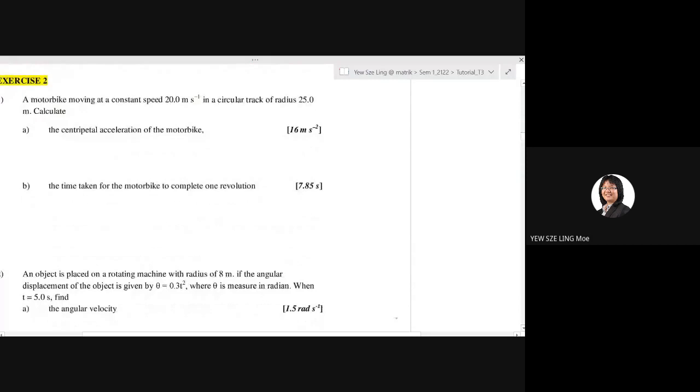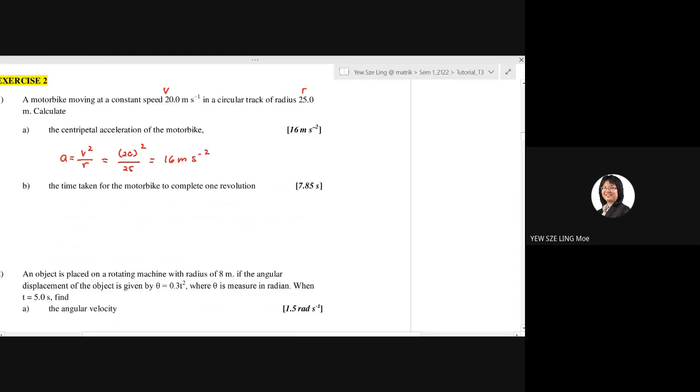Okay, so now this one involves applications already. A motorbike moving at a constant speed, so again, this is our v, in a circular track of radius 25 meters. So we have r. Calculate the centripetal acceleration of the motorbike. Question one is very simple. You just apply the definition where a equals v squared over r, which equals 20 squared over 25, which equals 16 meter per second squared.